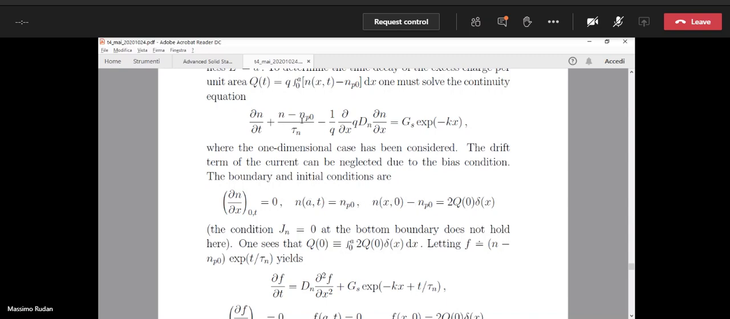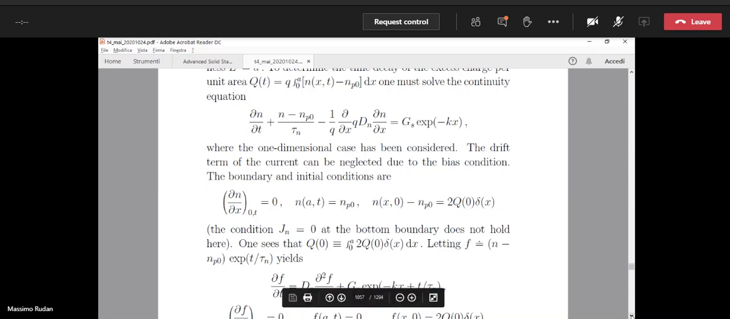The equation is linear, and obviously by some trick we can simplify it. And the first trick is that if you look at the first two terms, the derivative of n with respect to t plus (n minus np0) over tau, we find immediately an integrating factor for this part of the equation, that is the exponential of t over tau n.